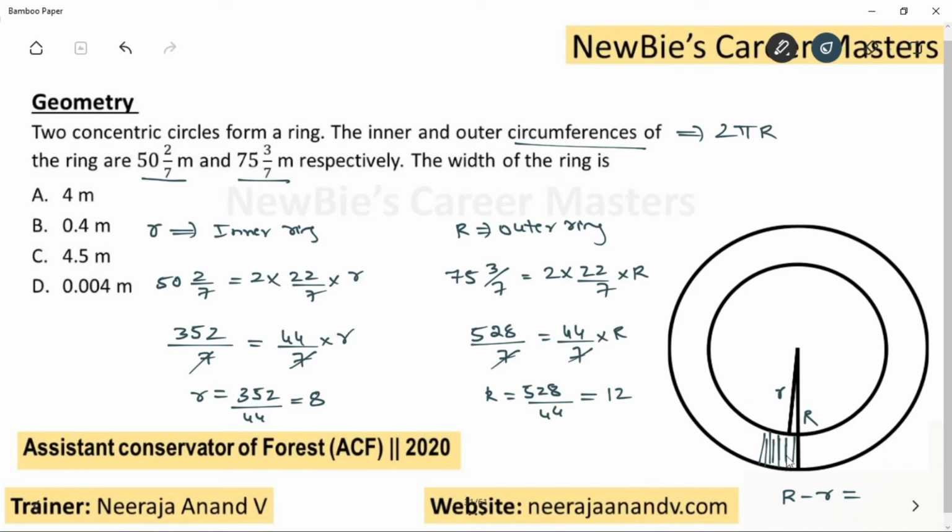See, to get this portion, just subtract these two values. That is 12 minus 8. Simple answer is 4 meters. This is the answer for this question. We have just used this formula to get the answer: circumference of the ring, 2 pi r. That's it. Very simple. Hope you have understood the method.